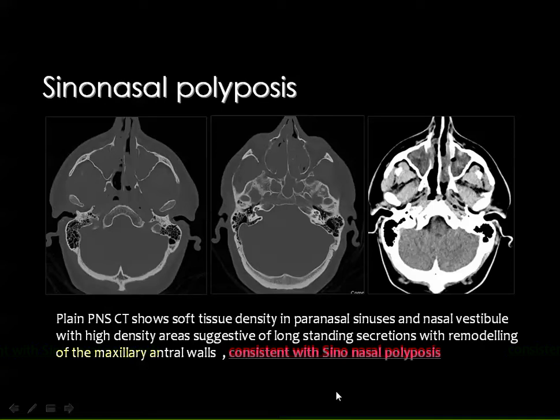And these are axial images for the sinonasal polyposis type of sinusitis. You see total opacification of the maxillary antra, and you also see this mass in the nasal fossa on the left side.